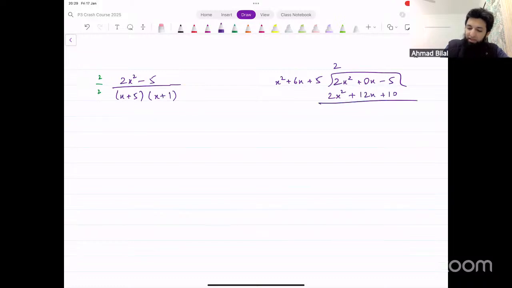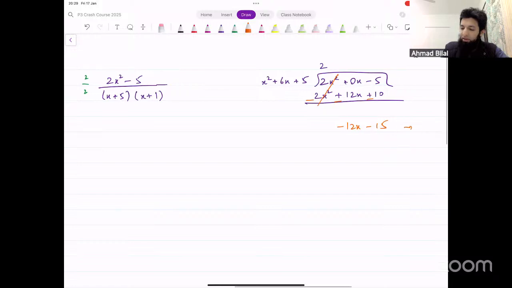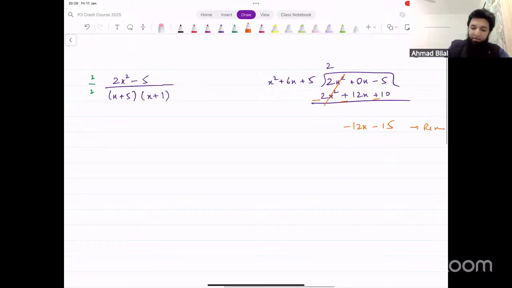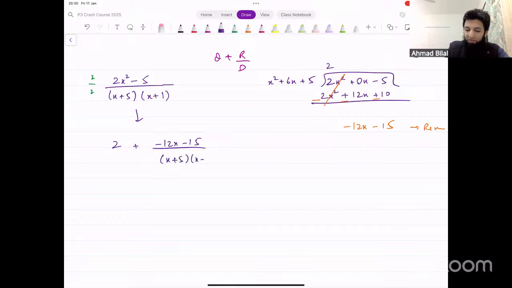We change the signs, and that becomes minus, minus, minus. This gets cancelled, and we have minus 12x minus 15. This is the remainder. And then we write this fraction as quotient. Remember with polynomials, it's quotient plus remainder over divisor. Quotient is 2 plus remainder, which is minus 12x minus 15, divided by the divisor, which is x plus 5 into x plus 1. And now this is a proper fraction.